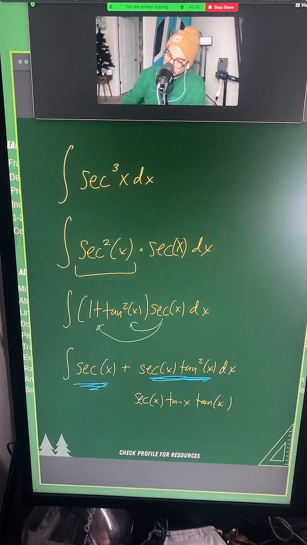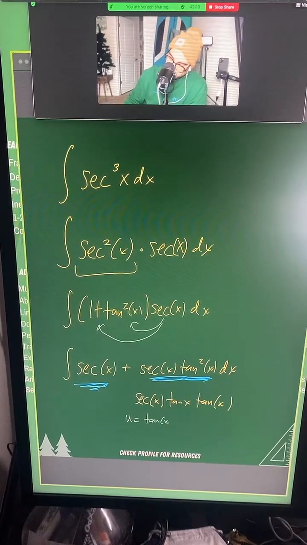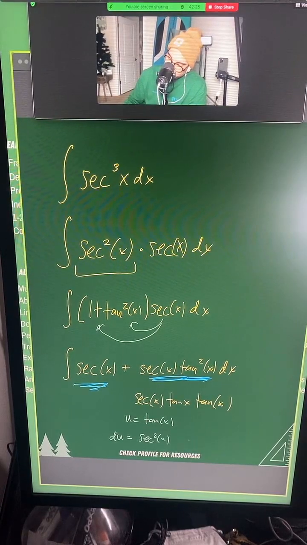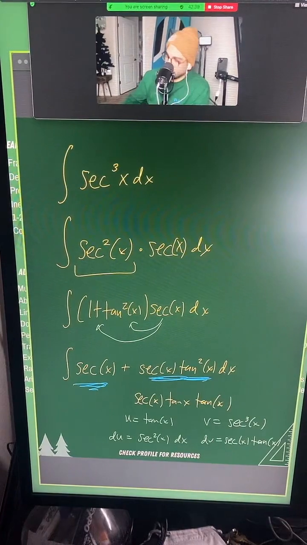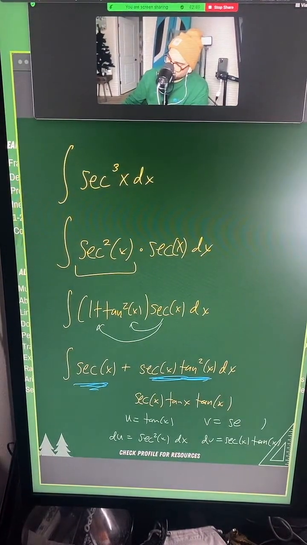Okay, so that means that our u is tan x, and that makes our du secant squared x. And then our dv is equal to secant x tan x, and that makes our v equal to secant cubed x. Or secant squared x, I'm sorry. Or just secant x. Wow, that was terrible.